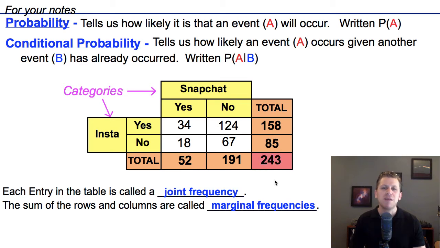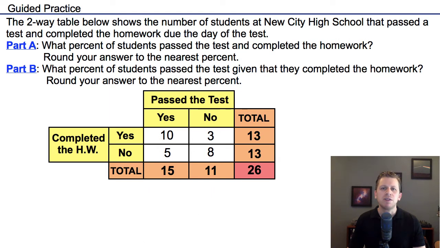Let's jump into an example today to learn a little bit about conditional probability. The two-way table below shows the number of students at New City High School that passed the test and completed the homework due the day of the test. Part A. What percent of students passed the test and completed the homework? Round your answer to the nearest percent. Part B, what percent of students passed the test given that they completed the homework? Round your answer to the nearest percent.